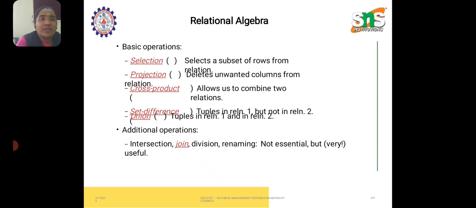In relational algebra, there are basic operators. For example, the first one is the selection operator. It selects a subset of rows from a relation. If there are two tables, this selection operator is used to select the different types of rows from a table. Next one, the projection operator, deletes unwanted columns from the relation. Next one is cross product. It allows us to combine two relations. If there are two tables, it is used to combine the two relations.